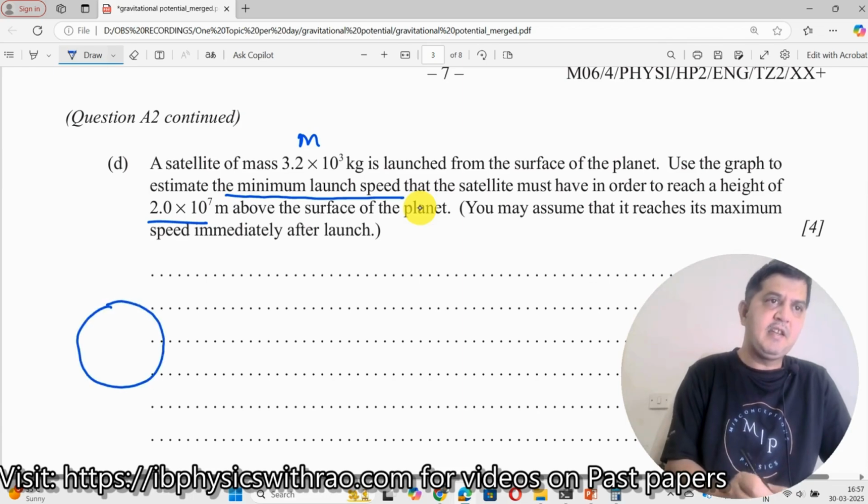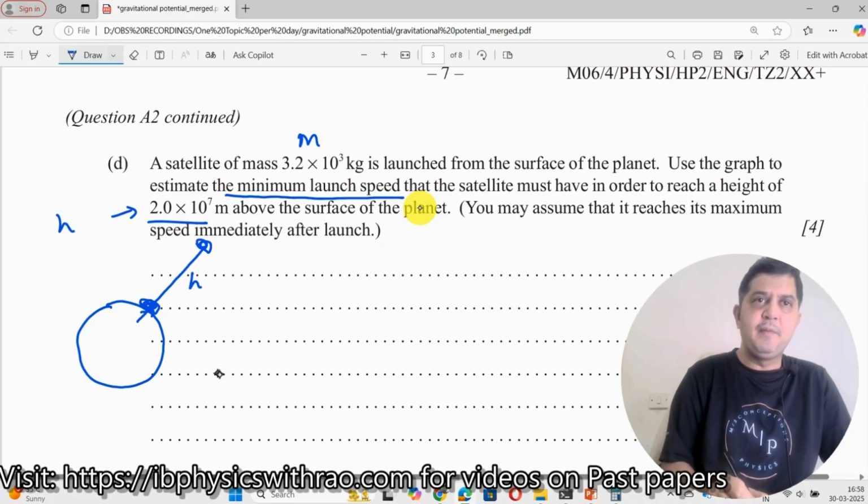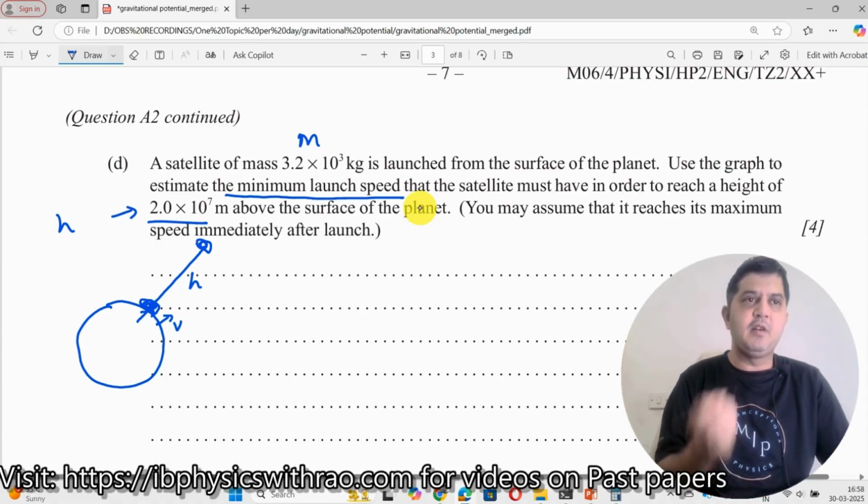Let us visualize it first. So this is the planet, and this was the place where the satellite is present. You gave a push, which means you are giving energy here. The satellite went all the way to this height. The height h is given to you, and you need to find the speed with which you launch this rocket. With what speed did you launch the rocket? So how do you do this?